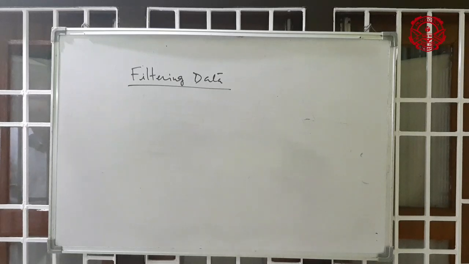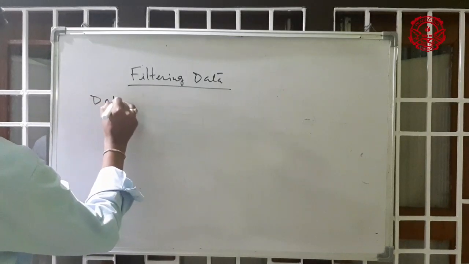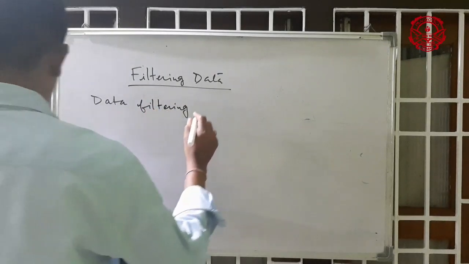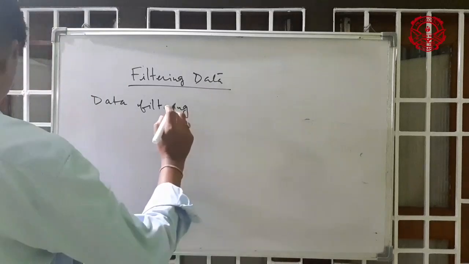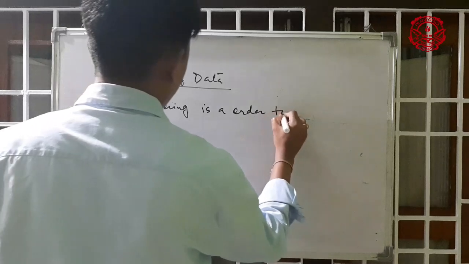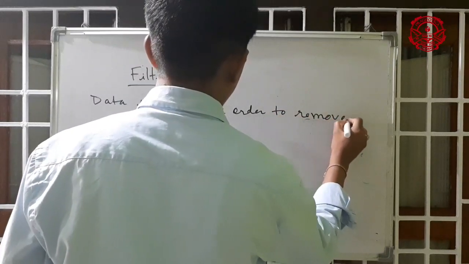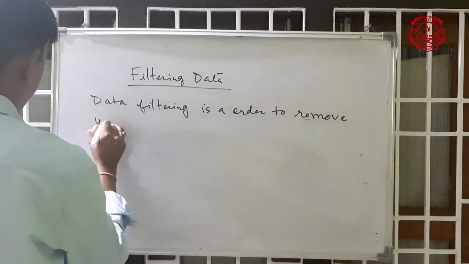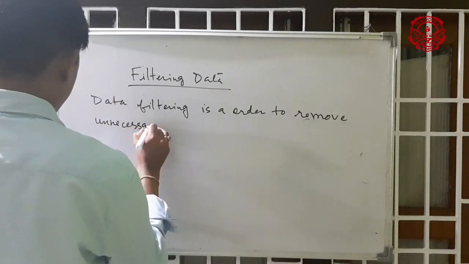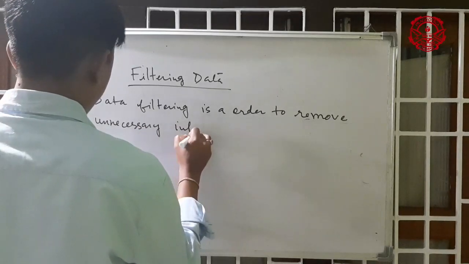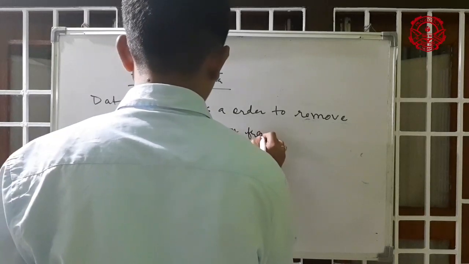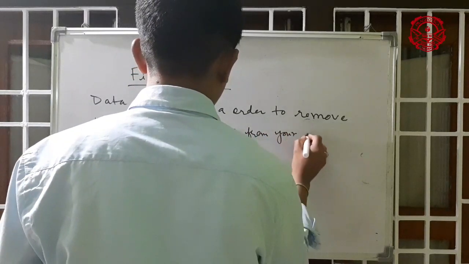Data filtering is an order to remove unnecessary information from your database.